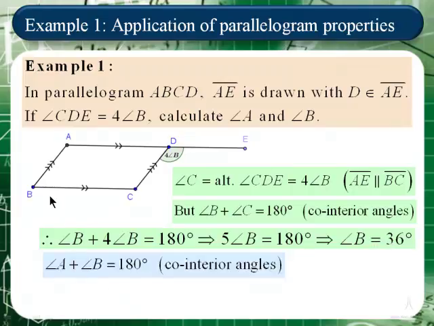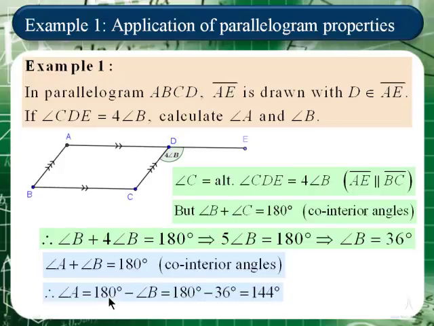Furthermore, it is also known that the sum of angles A and B is 180 degrees, being co-interior angles, and it is known that AD is parallel to BC. Therefore, angle A is 180 degrees minus angle B, or 180 degrees minus 36 degrees from our calculation. Therefore, angle A turns out to be 144 degrees.